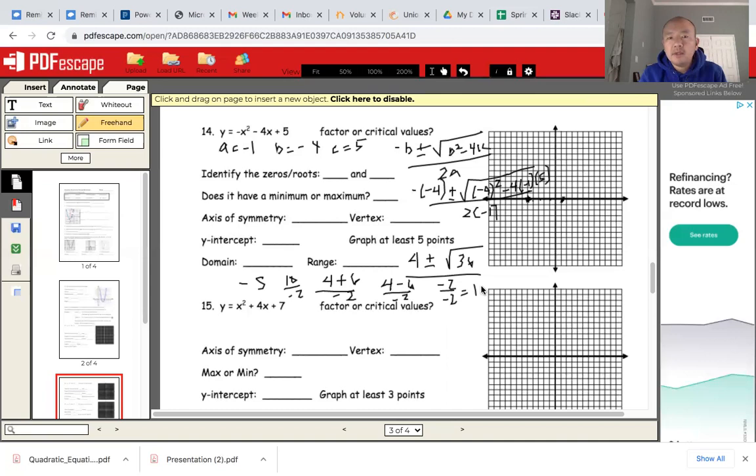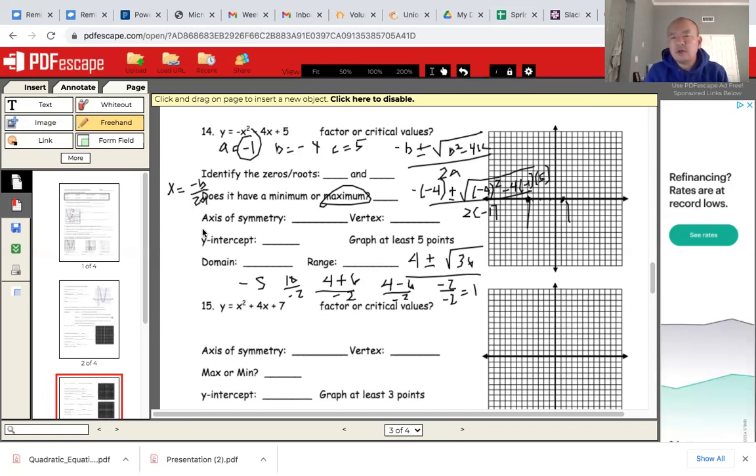All right. Now what we have to do is find the vertex. In this case, because the a is negative, we know that it's going to be pointing down. So this is going to have a maximum and not a minimum, because the vertex is going to be the highest point. You could do it one of two ways: you could either find the midpoint of these two, or you could use x equals negative b over 2a.